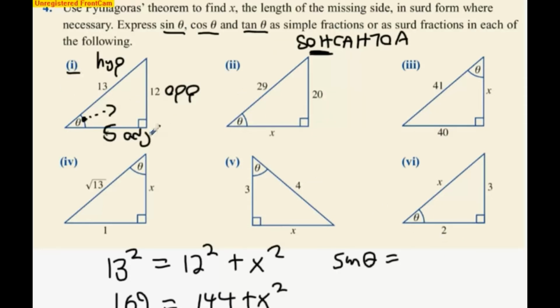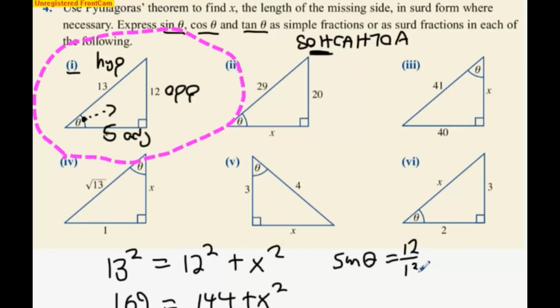So opposite over hypotenuse, my fault. So it's 12 over 13. Next thing we're looking for is cos theta, which is going to be adjacent over hypotenuse, which is going to be 5 over 13. And then finally, we're going to need tan theta, which is opposite over adjacent, which should be our 12 over our 5. Okay, that's a good bit of that work done already.